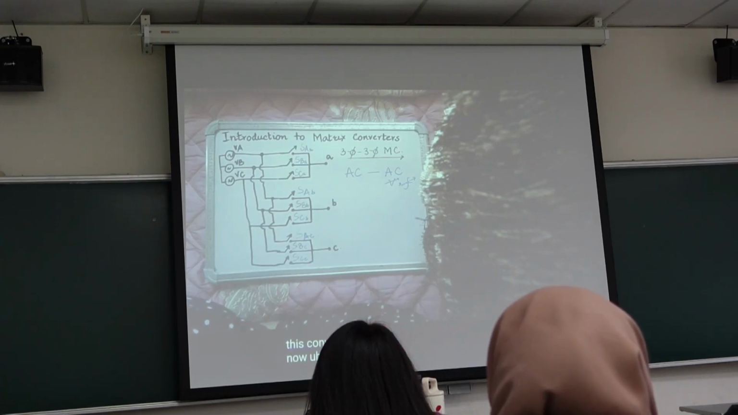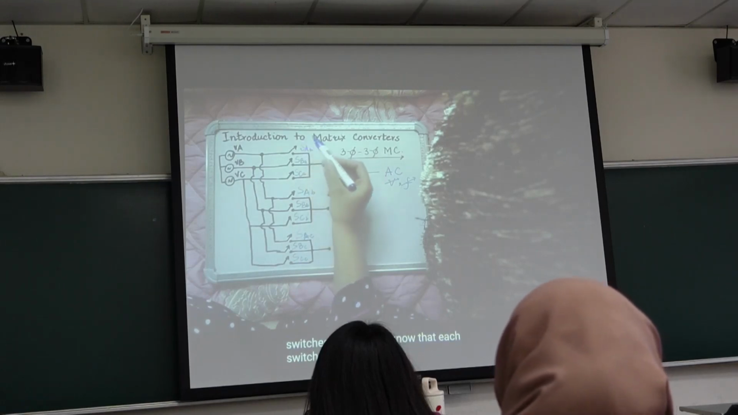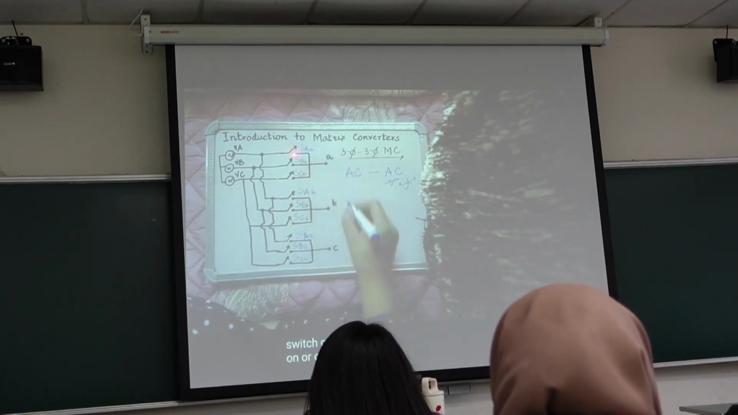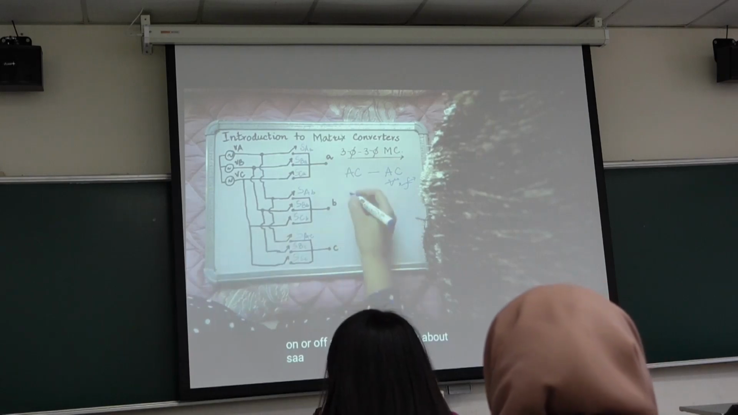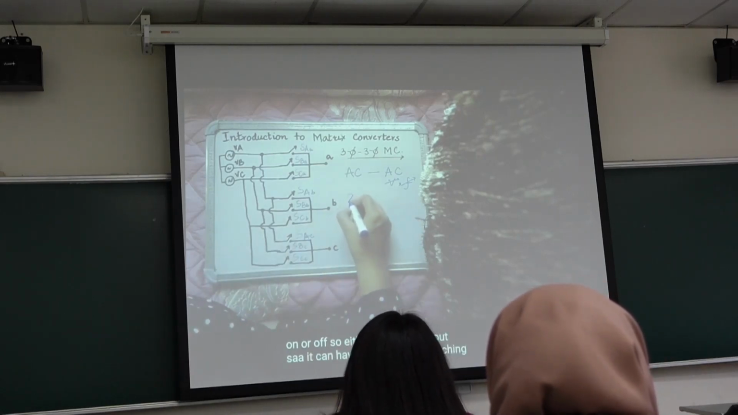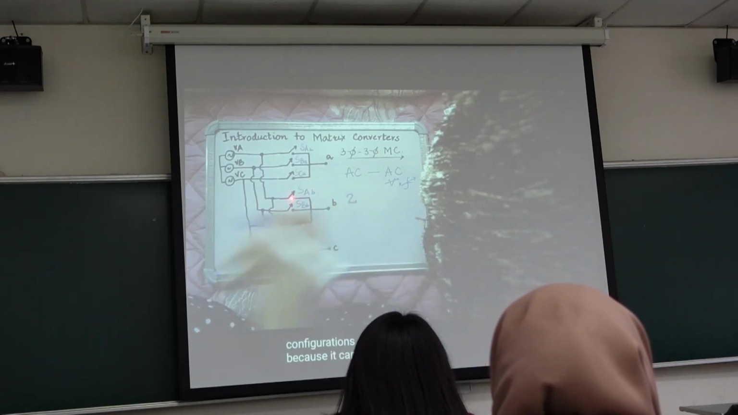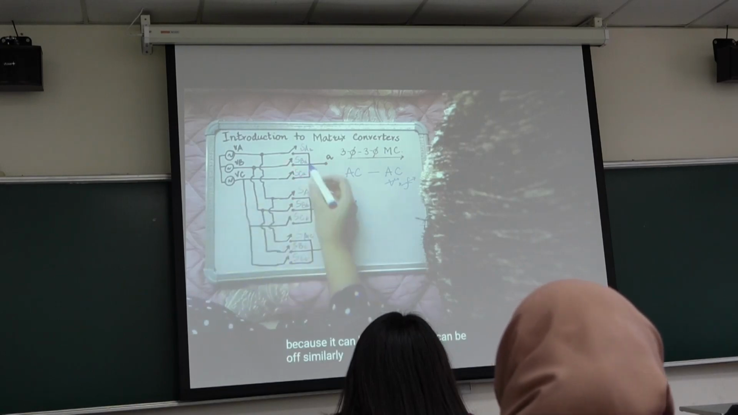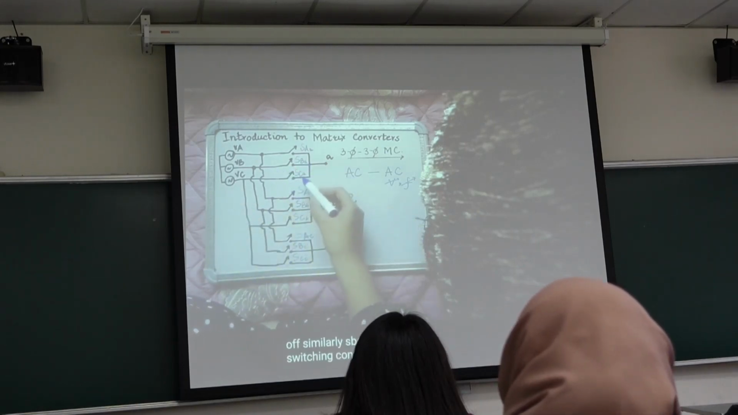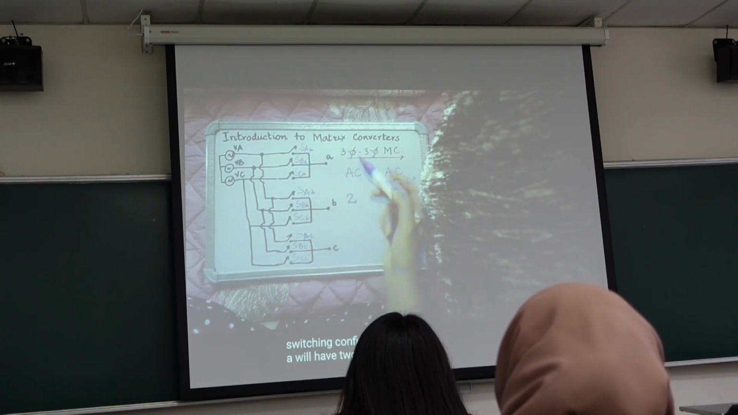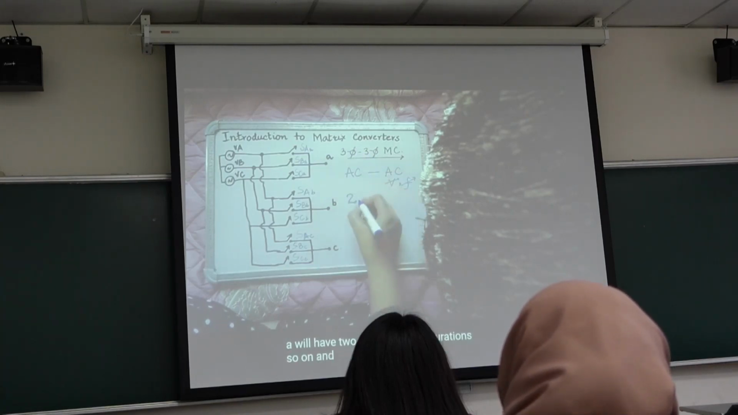Let's talk about the switching states of this converter. We know that there are 9 switches, and each switch can be on or off, so either 1 or 0. Let's talk about SAA. It can have 2 possible switching configurations: it can be on or off, 1 or 0. Similarly, SBA will have 2 switching configurations, SCA will have 2 switching configurations, and so on and so forth.